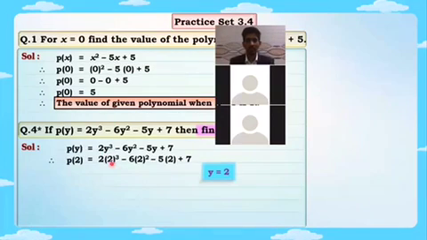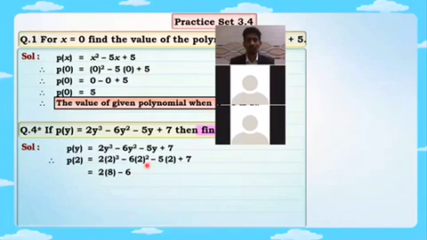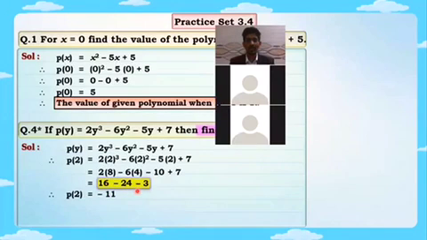Always make sure that while solving the bracket, पहले bracket solve करना पड़ेगा, फिर multiply करेंगे. So यहाँ पे पहले 2 का क्यूब करेंगे, 2 का क्यूब is 8 minus 2 का स्क्वायर मतलब 2 into 2 that is 4 minus 5 into 9, that is minus 45... 2 8s are 16, 6 4s are 24, minus 5 into 9 is 45. So 16 minus 24 minus 45, if you solve, you get the answer as minus 11. So this is what the value of p of 2.